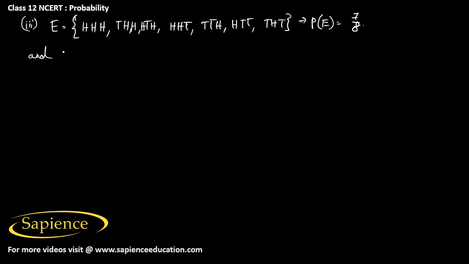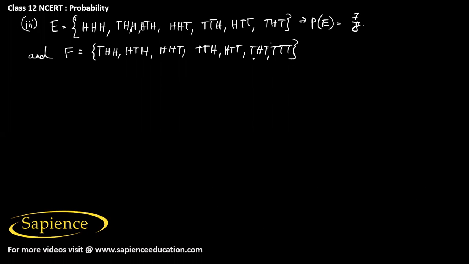And the event F is defined as at least 1 tail. At least 1 tail means I can have 1 tail. And then 2 tails also I can have. And all 3 tails also I can have. At least 1 tail has been told. Okay. So therefore, the probability of the event F will be obviously 7 by 8.